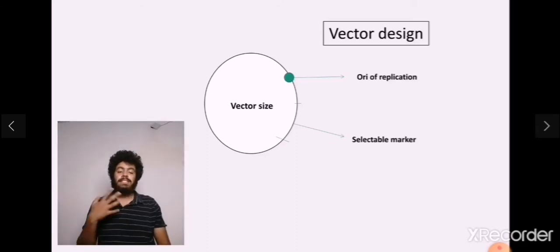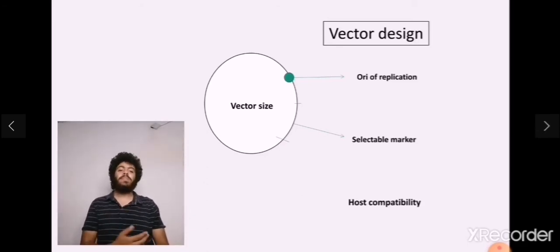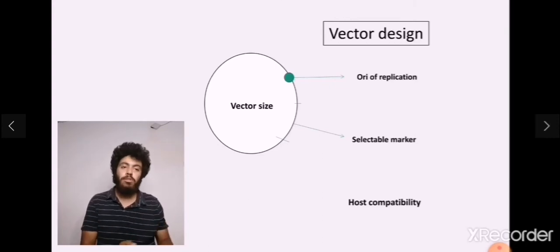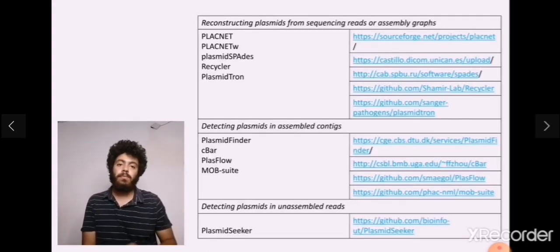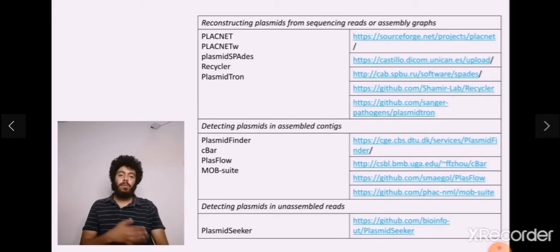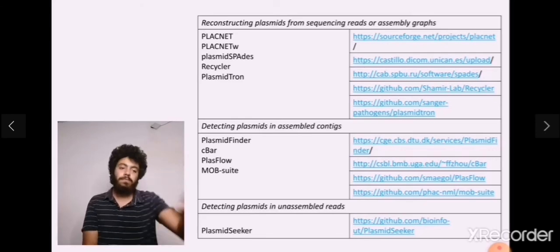Third, the vector size. The vector size must be compatible with the host organism. Finally, the host compatibility. The vector must be compatible with the plasmid in the host organism. This table shows the most important and recent computational tools used in vector design.